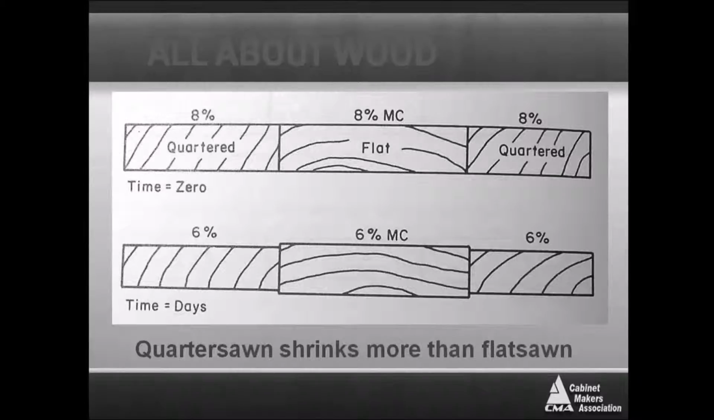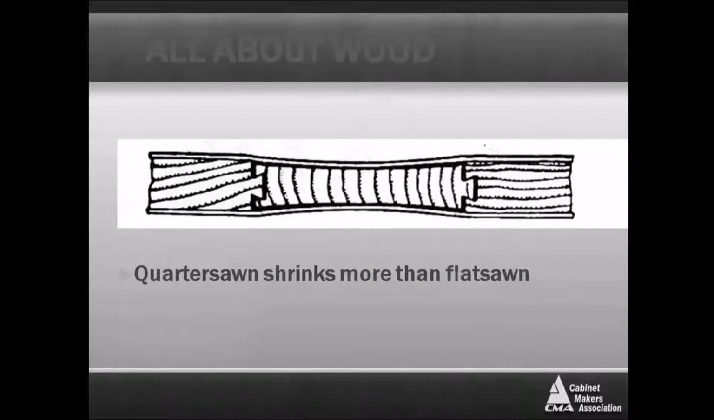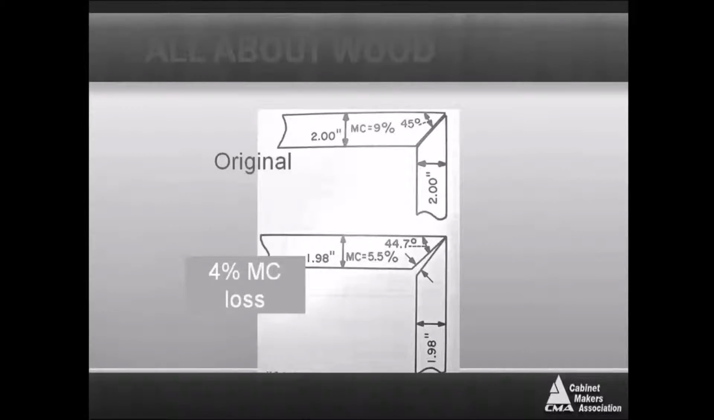And here's just a few examples of some of the moisture issues we can have. On the top we have a panel glued together. It's all 8% moisture content, but we have flat and quarter grain. As it dries, the flat grain will not shrink as much as the quarter grain. So we can get a little lump or bump there. The quarter sawn shrinks more than flat sawn. So again, the quarter sawn, that's in thickness. So the quarter sawn piece here will give us a little bit of unflatness when the moisture changes.